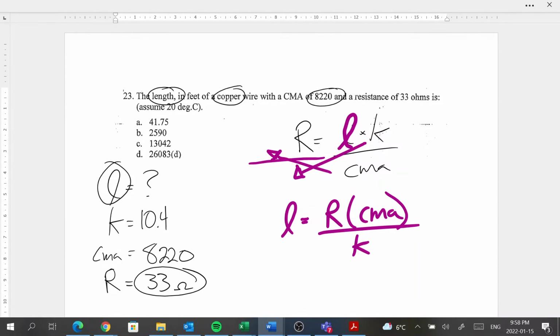We need to be really familiar with being able to transpose a formula like that in leading into our finals and definitely in subsequent years as well in the electrical trade. Transposition is pretty vital.